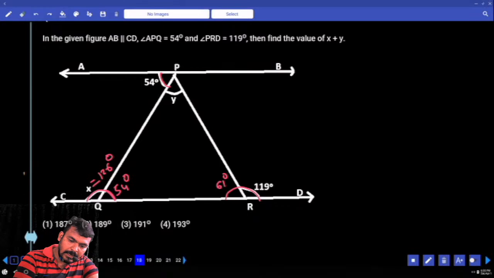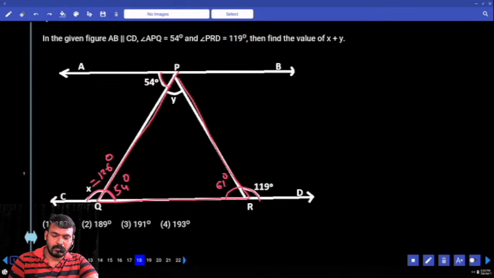61. And triangle PQR. What is the Q value? 54. R value 61. What is the P value? 54 plus 61, 119 complete. What is the remaining? 115 complete. What is the remaining? 65.